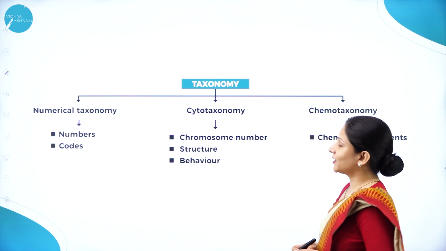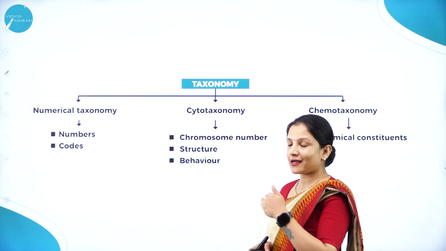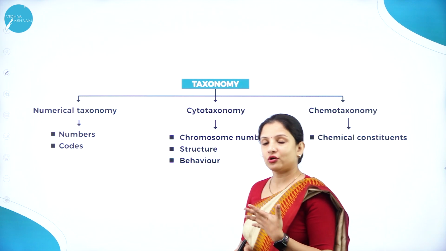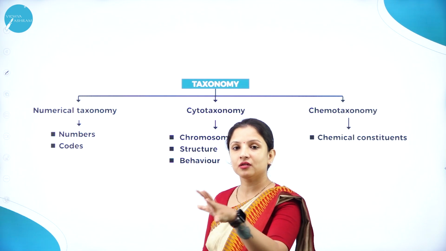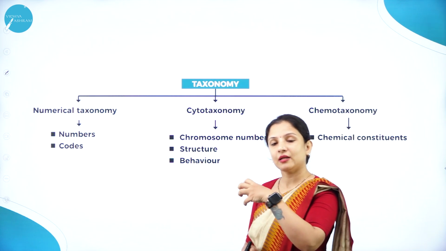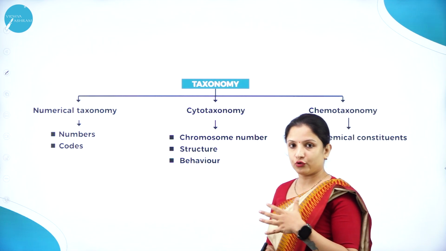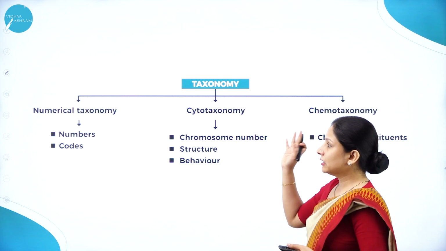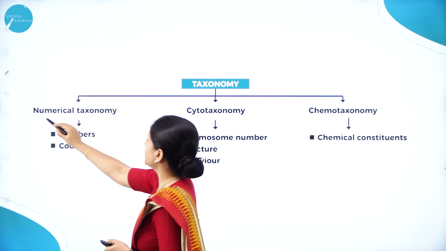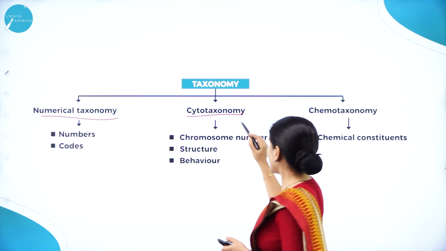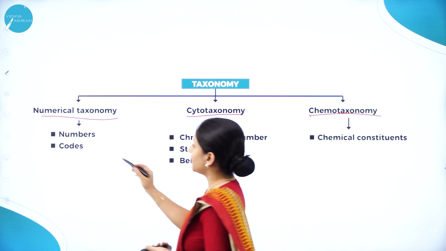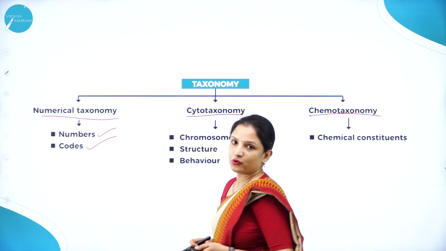Moving further, let's study about taxonomy. In taxonomy, there are 3 types of taxonomies that are adopted. What is taxonomy? Taxonomy is nothing but studying the groups of organisms based on their external and internal characters and then placing them under respective groups or taxa. For that, different forms are used, wherein one is called numerical taxonomy, the other one is cytotaxonomy and chemotaxonomy. Numerical taxonomy is based on numbers and codes. This is a computer generated system.